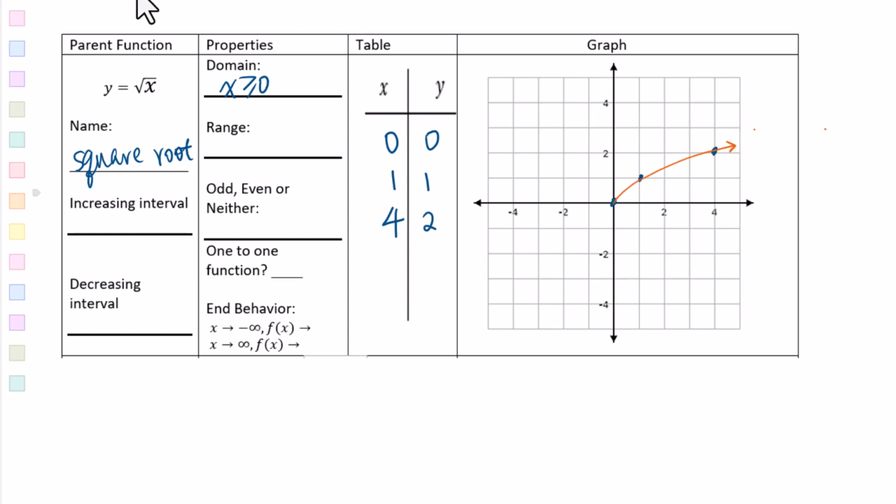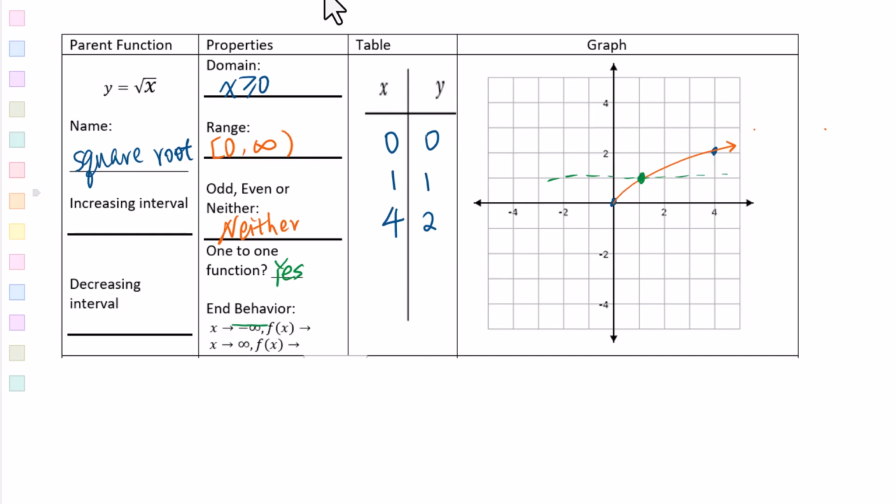We could see range is from 0 to positive infinity. From the graph, we could see it's not symmetric about y-axis. It's not symmetric about the origin. So it's neither. Let's draw a horizontal line. Only one intersection. So this is a one-to-one function.